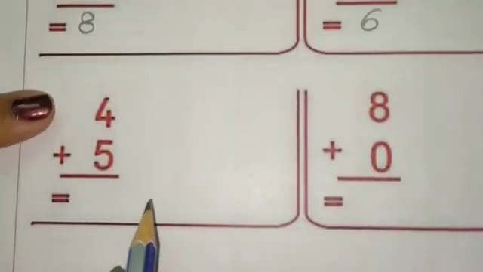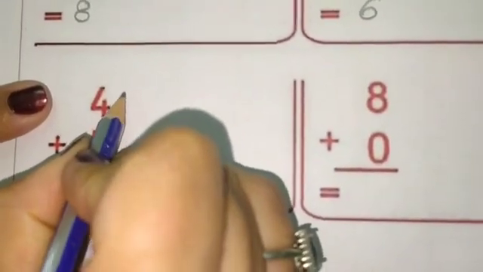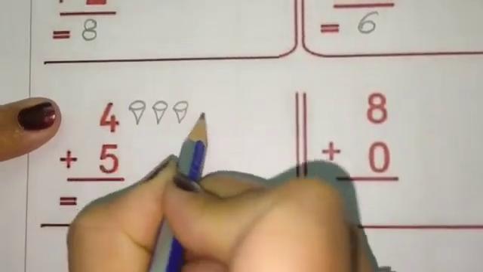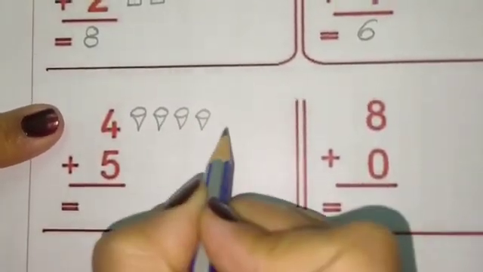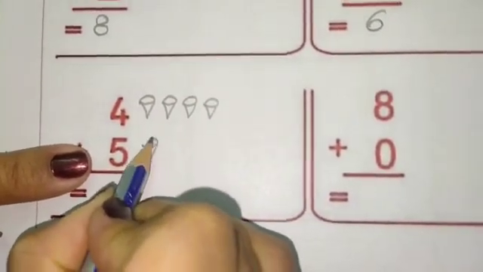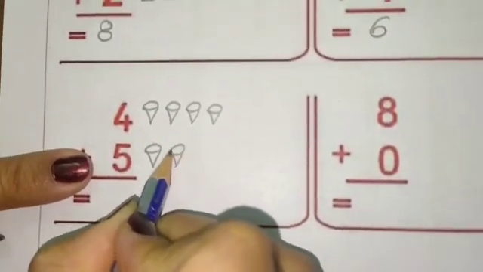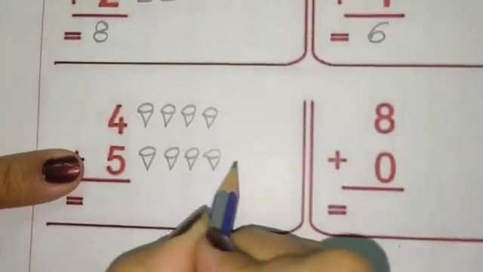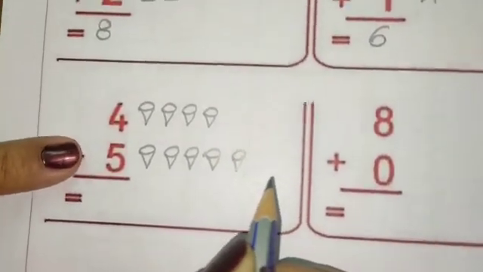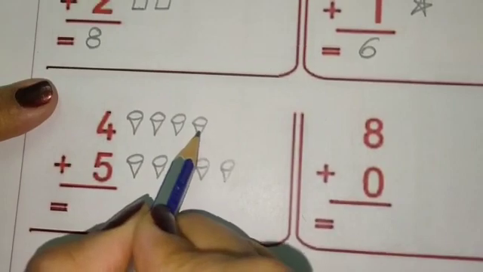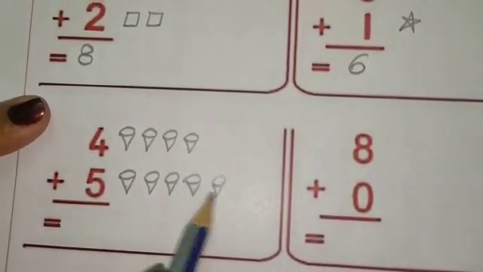Next we have number 4. So we will draw ice cream. So we'll draw 1, 2, 3, 4 ice creams. And here we have number 5. So how many ice creams we'll draw? Yes, we will draw 5 ice creams. So 1, 2, 3, 4, 5. So let's count now. In total, how many ice creams do we have? 1, 2, 3, 4, 5, 6, 7, 8, 9.